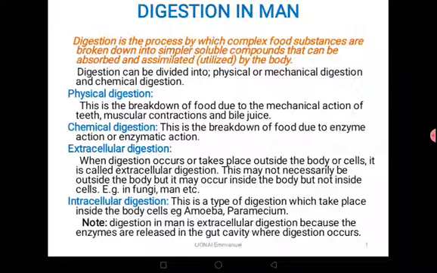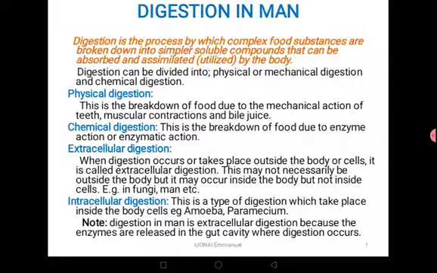So we have those four terms that I want you to master: physical digestion, chemical digestion, extracellular digestion, and intracellular digestion. Those are all different types of digestion that I want you to master and to differentiate. That's great. I know you can now differentiate ably those four types of digestion.